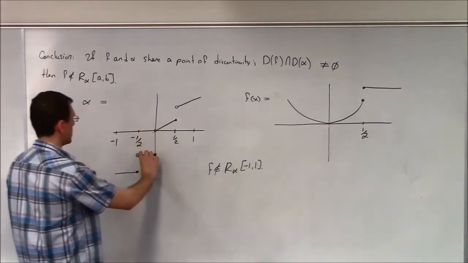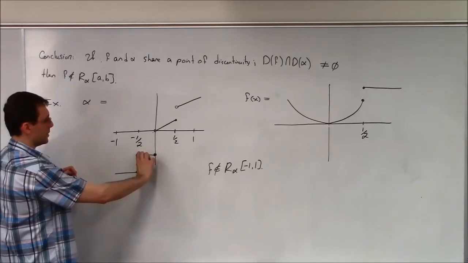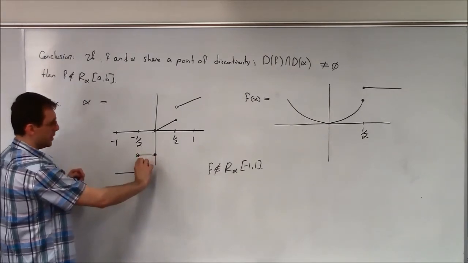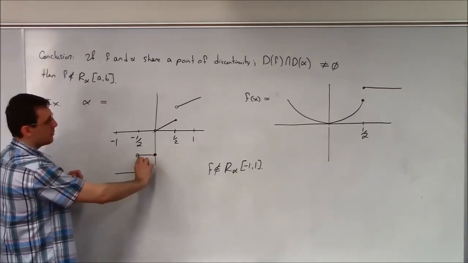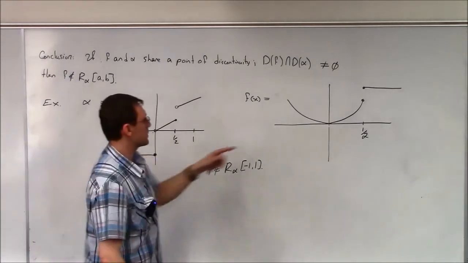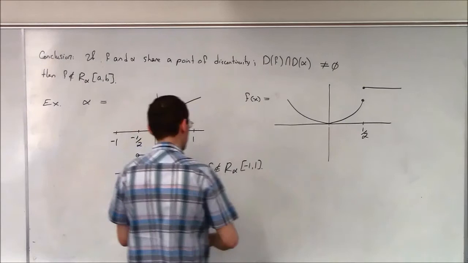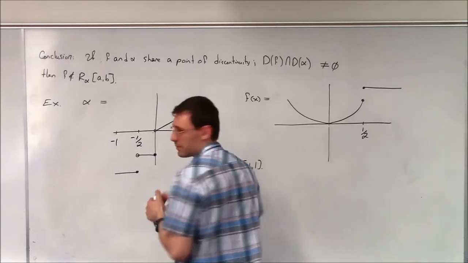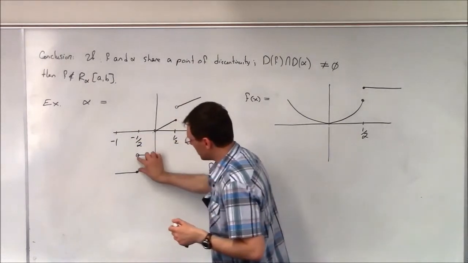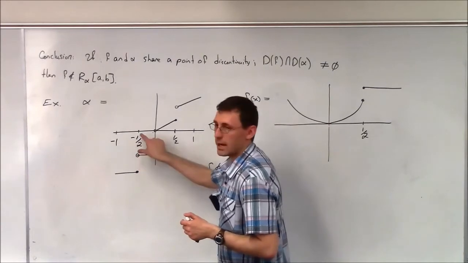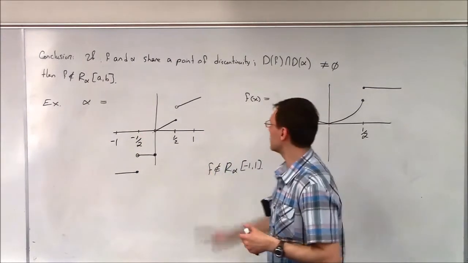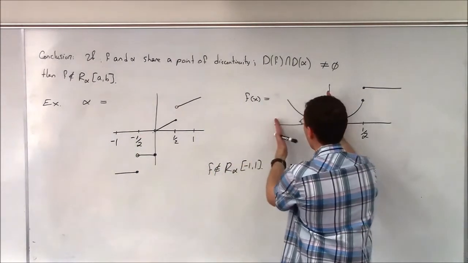Everything is going to vanish except for this thing at minus 1/2. So it's going to be this distance multiplied by the value of this function at minus 1/2, right? So you understand what I'm saying. It's going to be this distance times f of minus 1/2. That would be the integral if I just integrate from minus 1 to 0.